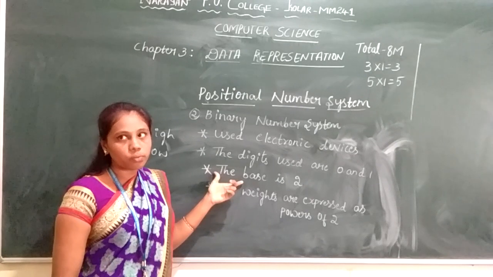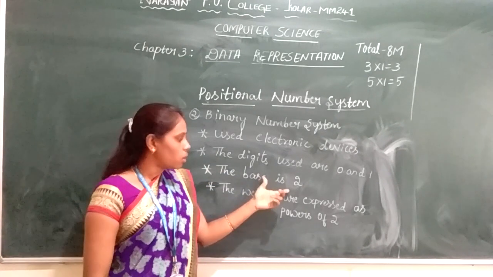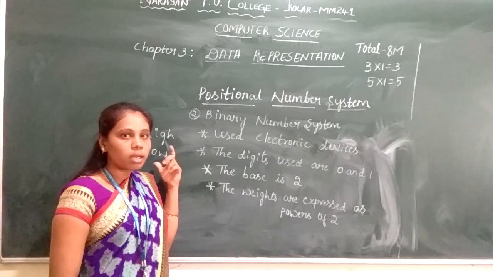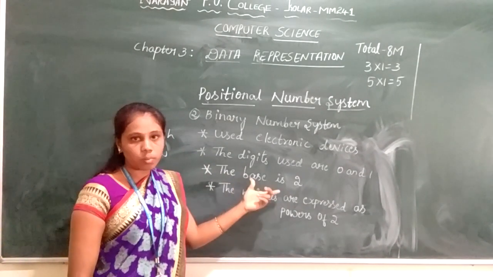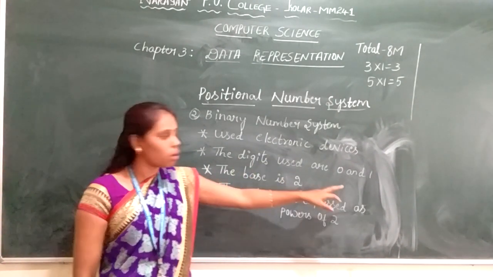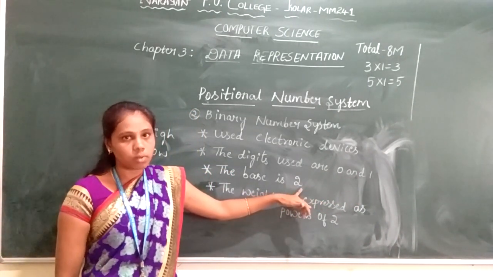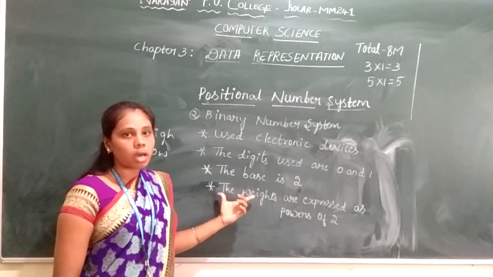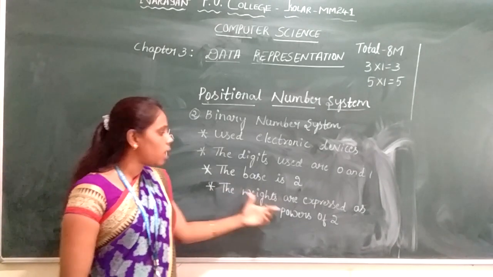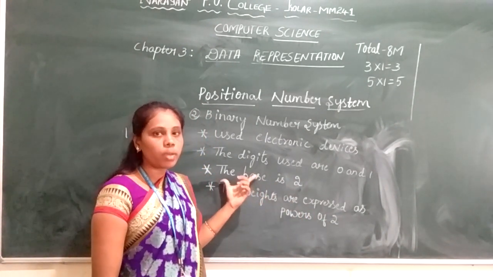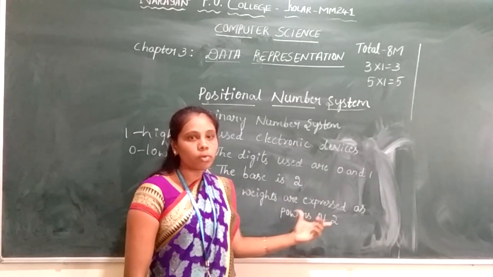So hence the base of this number system will be 2. In the decimal number system, the base was 10. Here the base of this number system is 2. Why? Because we are using only 2 digits in binary number system. Hence the base of this number system will be 2. The weights or the powers will be expressed as the powers of 2. The weight of this binary number system will be expressed as powers of 2.